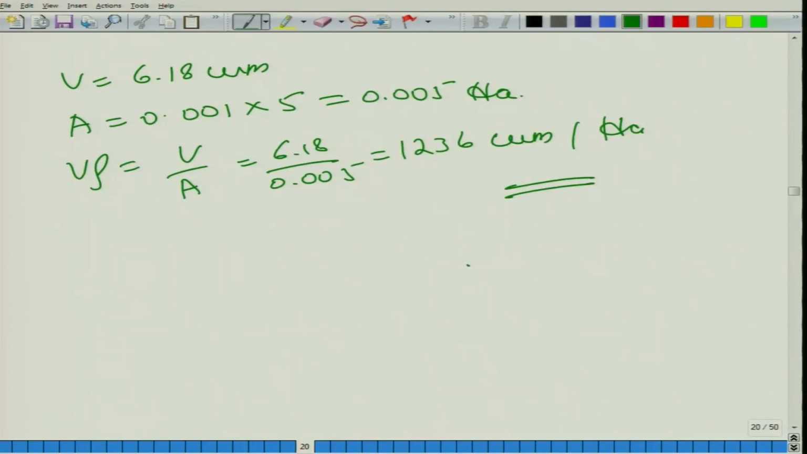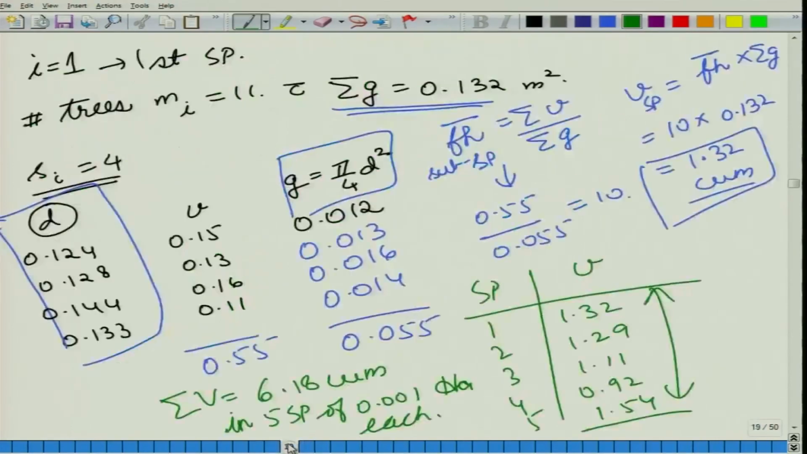So, this is the value that we will get. Now, we can also do the same thing for the mean pooled form height. In the case of the mean pooled form height, we will be taking the sum of volumes divided by the sum of the basal areas.